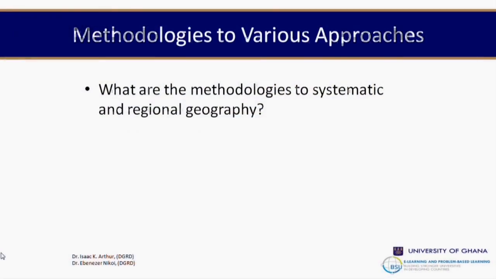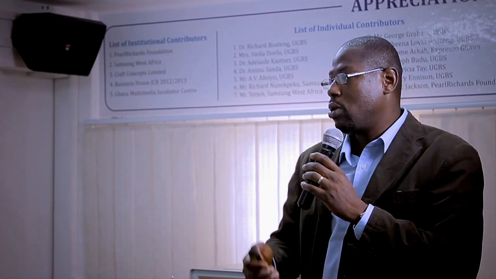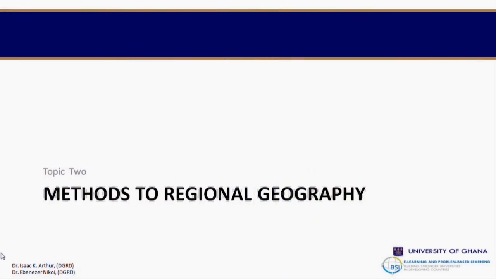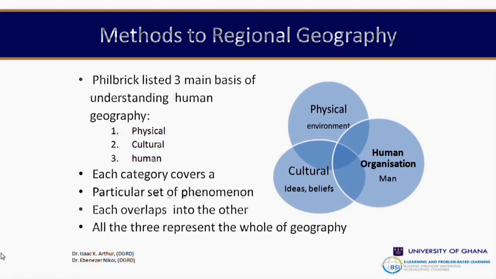Having said that, we need to try to understand the methodologies to the various approaches, because you just don't choose them. You need to understand how to go about each approach, right? So the question is, what are the methodologies to the systematic and regional approaches to geography? In doing so, we move to the methods of regional geography. Yeah, so what are the methods of regional geography? Philbrick listed three main bases of understanding human geography.